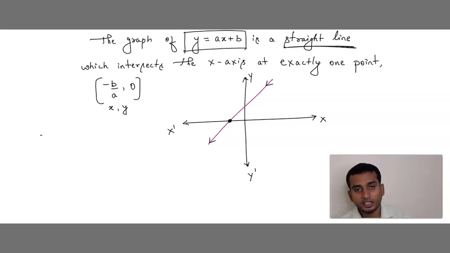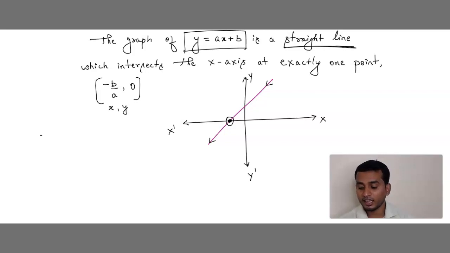How many times is it cutting the x-axis? At only one time it is cutting the x-axis. Understood? So this type of graph is known as a linear polynomial graph. So here they may ask you the question, write the number of zeros. How many zeros are here? We have only one zero. How many times this line cuts the x-axis, that is known as the number of zeros.